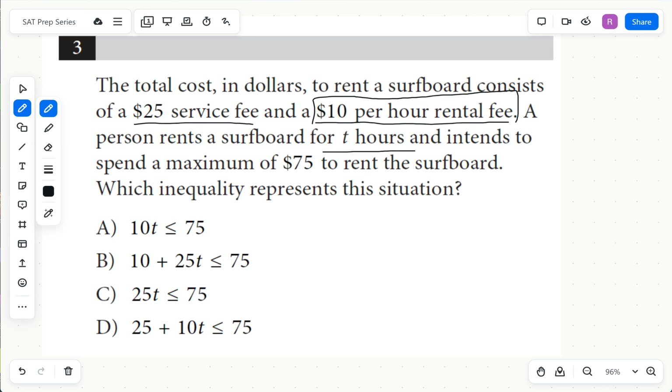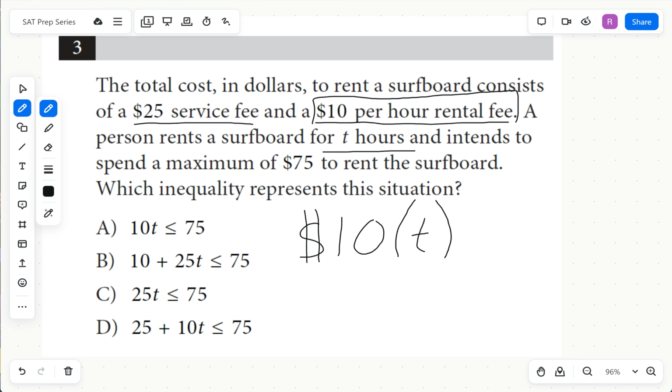So if I wanted to figure out how much it's going to cost me to rent the surfboard, I'm going to start with these $10 per hour, right? Here's my $10, and my total cost is going to depend on t, the number of hours that I decide to rent the surfboard for. So if I rent for 1 hour, it will be $10, or 10 times 1. If I rent for 5 hours, that will be $50, or 10 times 5.